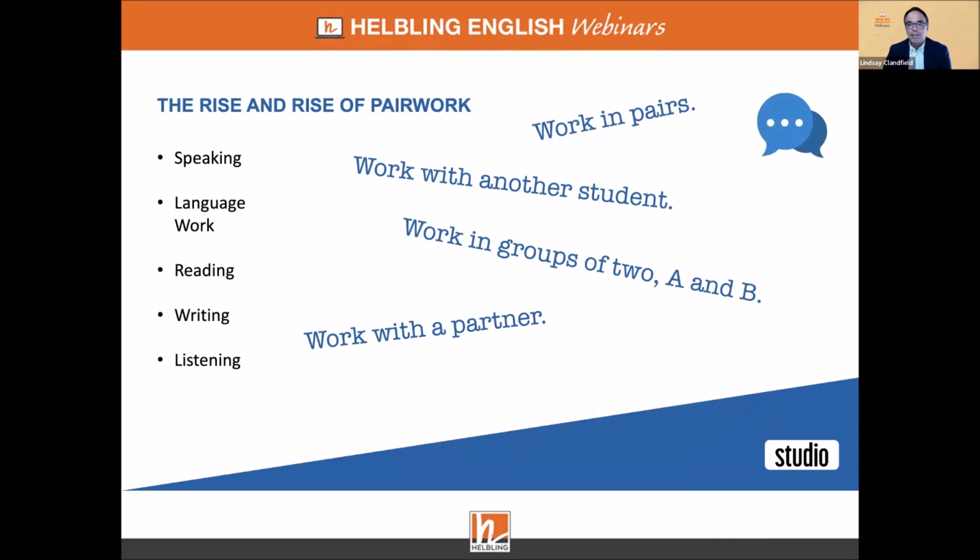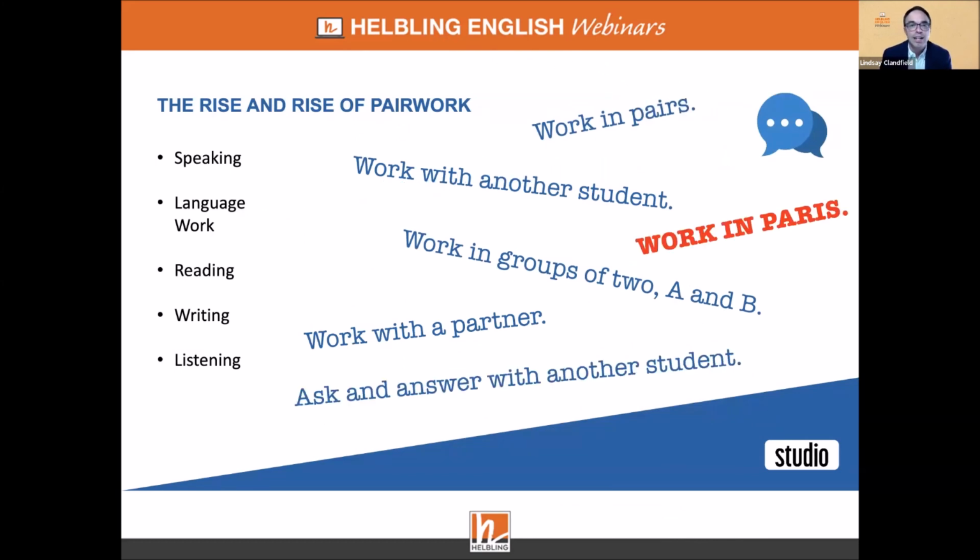In fact, it gets so common, we try to say it in different ways, like work in pairs, work with another student, work in groups of 2, A and B, work with a partner, ask and answer with another student. And one of the common errors that I make as a writer is I write it so often that what you see in red is my most common typo. It's so common that my computer thinks it's normal writing, so it doesn't autocorrect. Do you see what I say there? I often write by accident work in Paris, which would be very nice to see in a textbook. You see the instruction is now work in Paris.